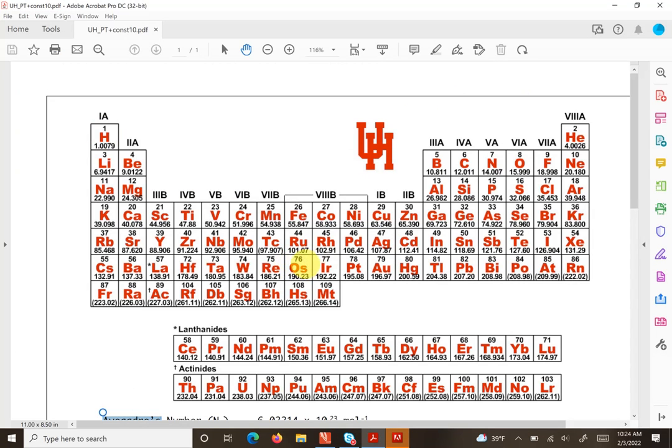Now for an element this far down in the periodic table, you're definitely going to want to use the shorthand notation with a noble gas. You don't want to try to write out all 76 electrons or you'll go crazy. So before osmium, the nearest noble gas is here, xenon, Xe, number 54. So xenon is 54, osmium is 76. That means we still have 22 electrons to add after xenon. So we have to figure out where those go.